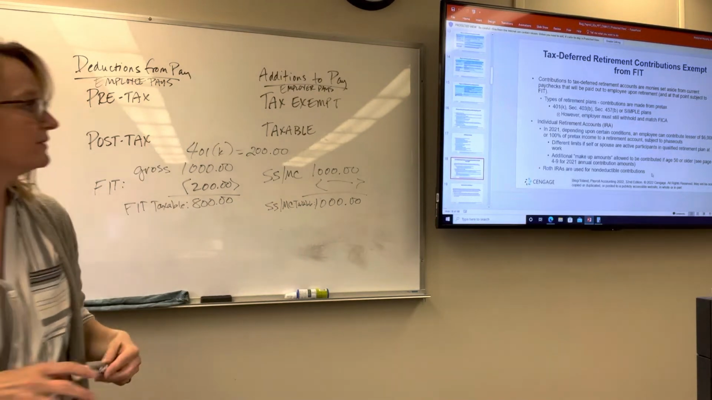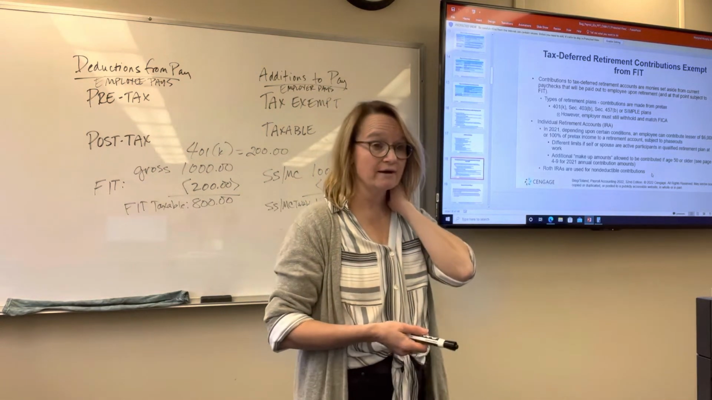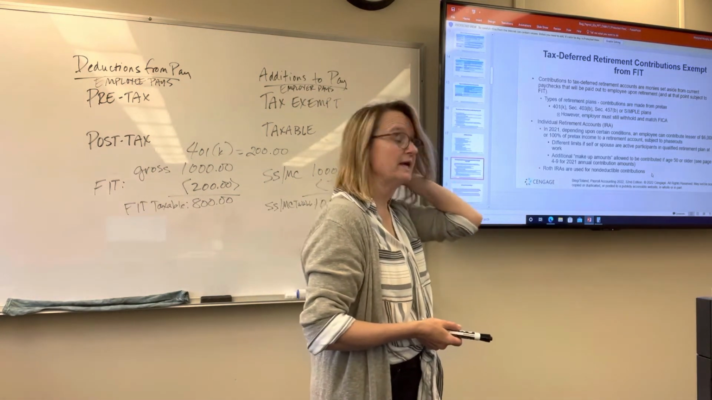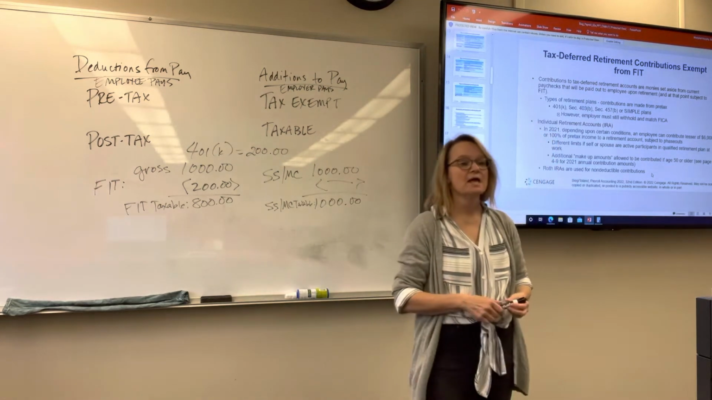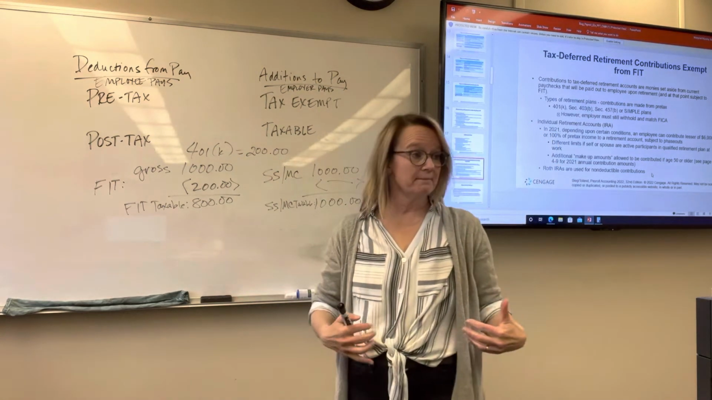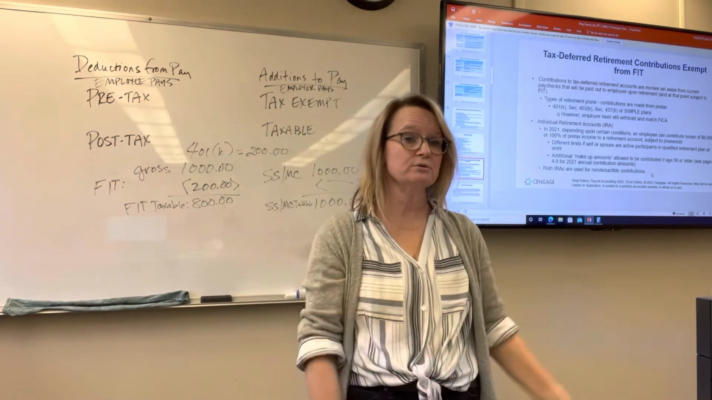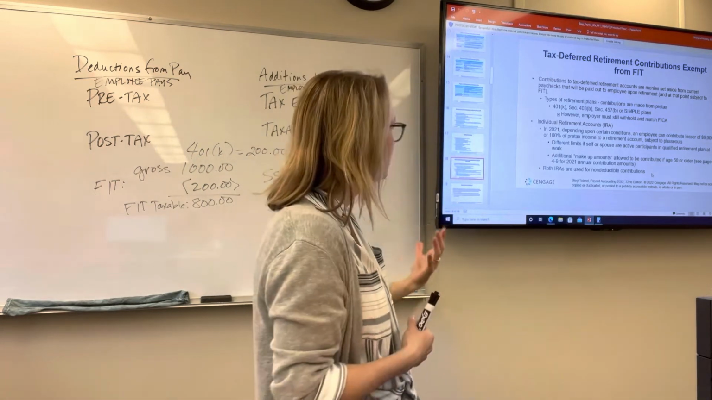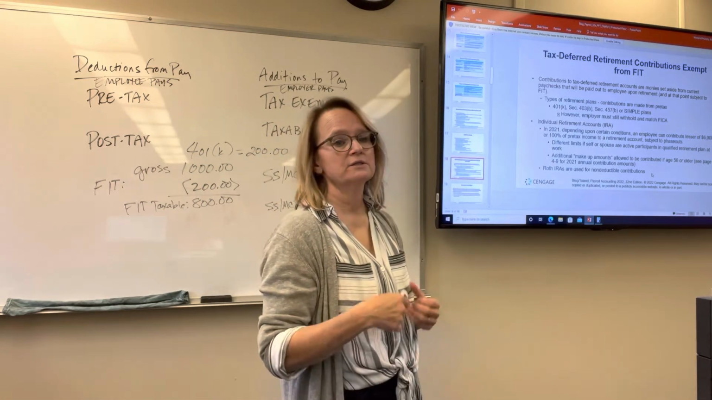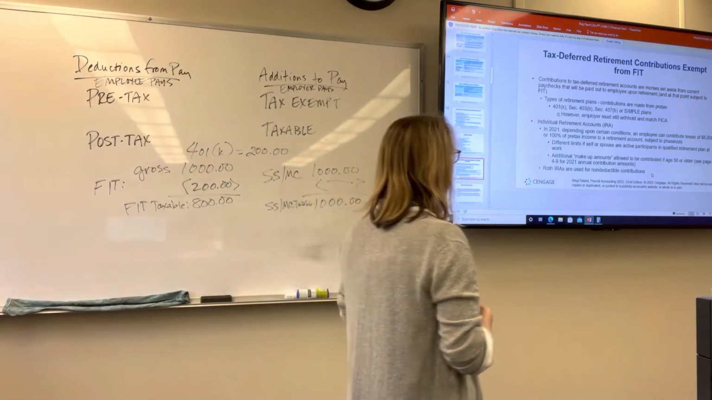There are limits on the amounts that can be contributed to these plans. Those limits change every year. 401ks, 403bs, 457bs have pretty high limits. There is a combined limit amount between how much the employer can contribute and how much the employee can contribute. There are catch-up amounts as well. If you're over 50, you can contribute an additional amount over and above those limits.